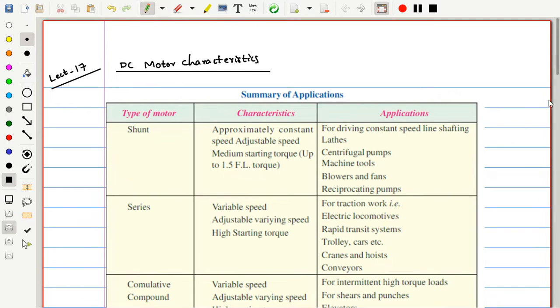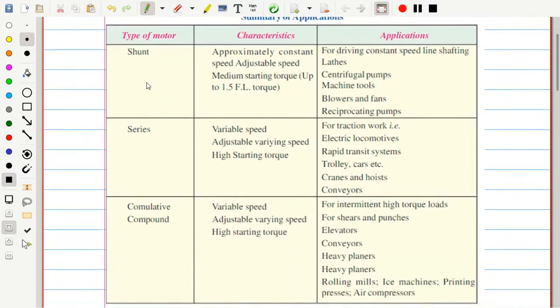Based on the excitation, the DC motors are of three types majorly. One is the shunt, where the field winding is connected in parallel to the armature. When it is connected in parallel to the armature, the current supplied by the source is equal to the armature current plus the field current. Also, the field current is equal to the applied voltage divided by the field winding resistance. Clear? These things I already showed you. Once again, let us have a review on these things.